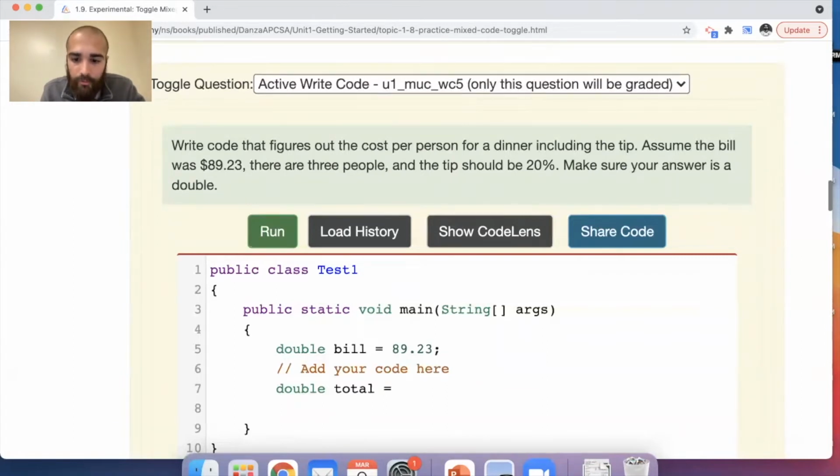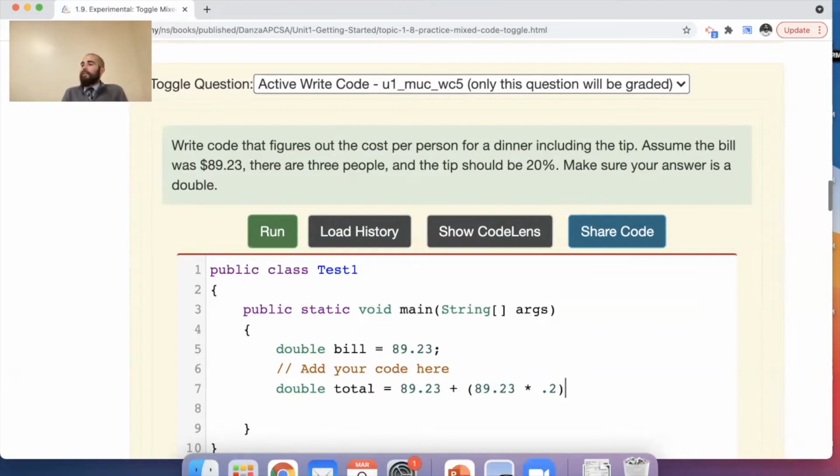So I want to multiply, well, I'll start with 89.23. That's the bill, and I'm going to add on whatever the tip was. And the tip is 89.23 times 0.2, yeah. Or I could just divide by 5.